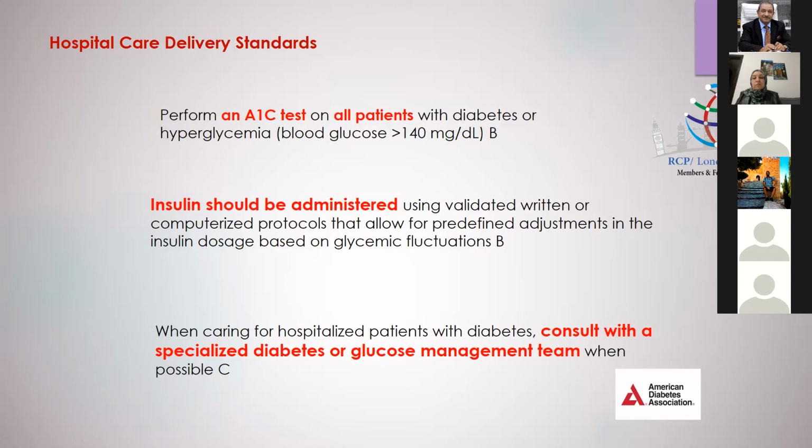Now, insulin should be administered in this patient, and it should be administered using a validated written or computerized protocol that allows for a predefined adjustment in the insulin dosage. That is to say, you don't sit by the side of the patient and decide what to give, how to give, and when to give, especially by writing on paper or telling the nurse. There should be protocols by the hospital or by the guidelines, in order to follow them in a proper way. Now, the third thing, when caring for a hospitalized patient, a diabetes team should be available in the hospital, or at least consult a diabetologist, because this is very important. Next slide, please.